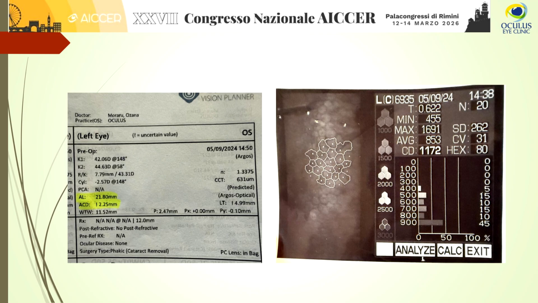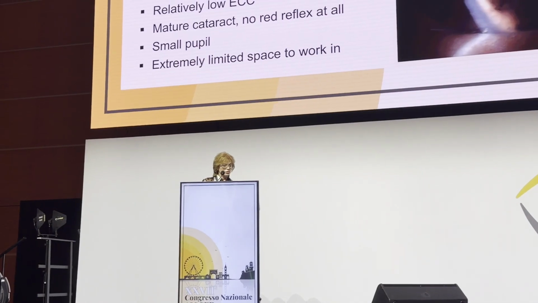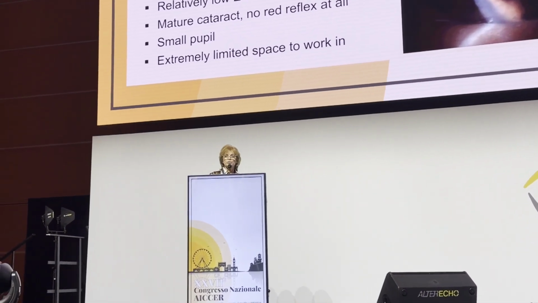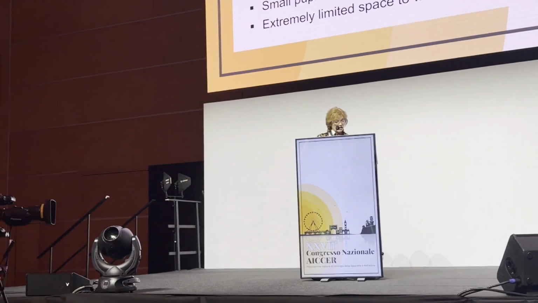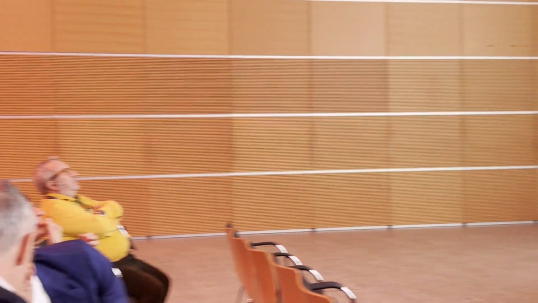Anterior chamber is flat, 2 millimeters. You can see the specular microscopy, 1,100 endothelial cells with a hazy appearance. And of course, we have some challenges in this case. A large bleb with extended anterior synechia. You will see it's really difficult to find a place to perform the incisions. We have a flat anterior chamber, low endothelial cell count, mature cataract, small pupil, fixed synechia, and extremely limited space to work in.